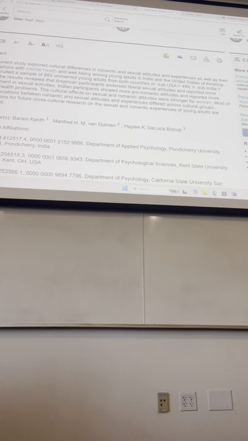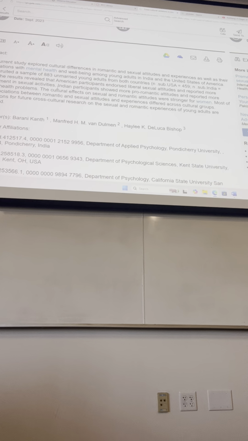The results revealed that American participants endorsed liberal sexual attitudes and reported more involvement in sexual activities. Indian participants showed more pro-romantic attitudes and reported more mental health problems. The cultural effects on sexual and romantic attitudes were stronger for women. Most of the associations between romantic and sexual attitudes and experiences differ across cultural groups. Implications for future cross-cultural research on sexual and romantic experiences of young adults are discussed.